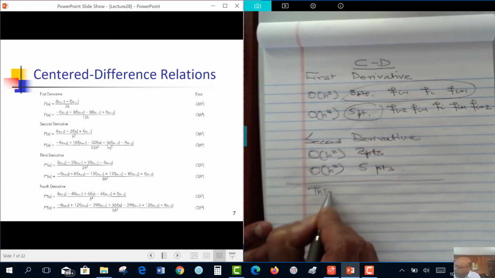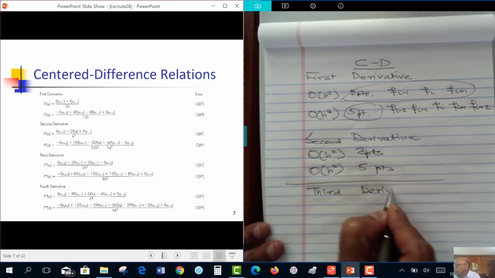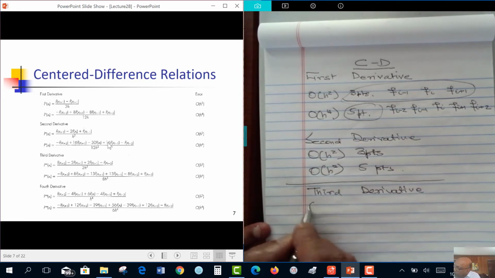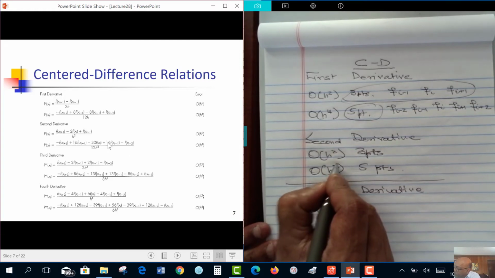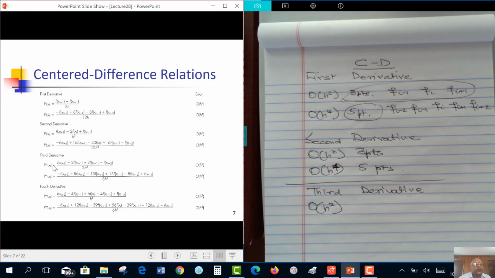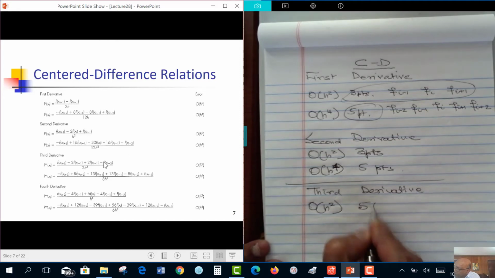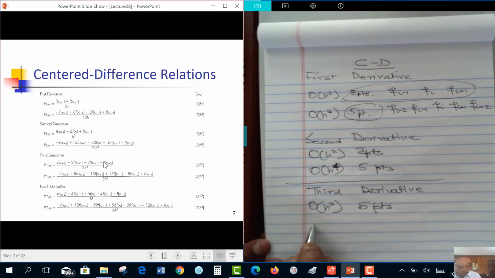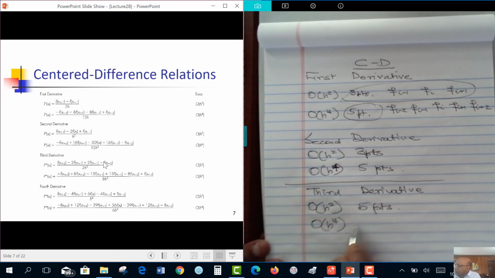Now when we go to third derivative, let's see order h squared. This is order h4, remember. Order h squared requires i plus 2, i plus 1. Of course, there is an i in between, i minus 1, i minus 2. So this requires 5 points. So order h to the power 4 will require 7 points. So that's our pattern. Now let's see fourth derivative.